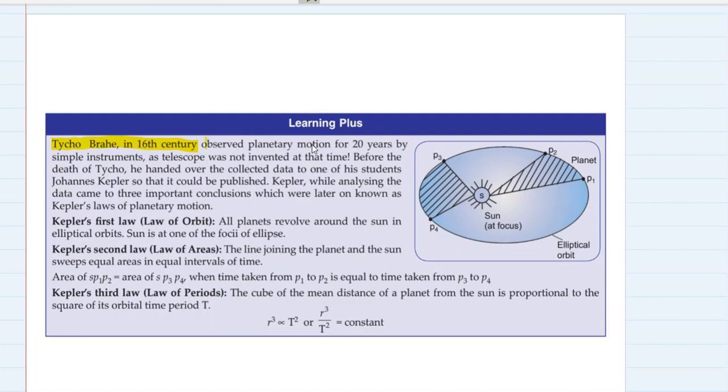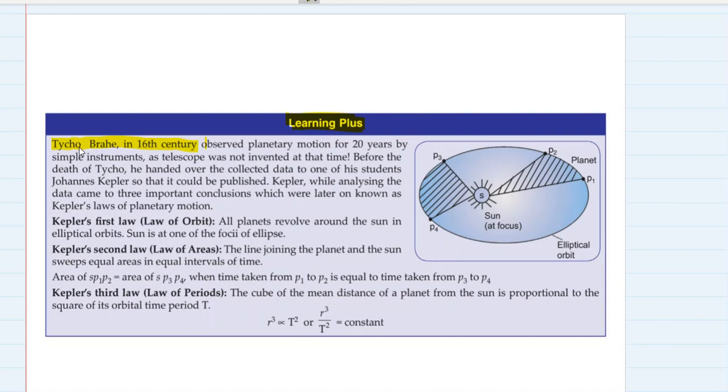He observed, see, this is some extra knowledge for you. No need to remember all this, but just understand it so that your basic understanding regarding gravitation is very, very strong. Just listen to it as a story and then relate it to the actual law of gravitation suggested by Newton.